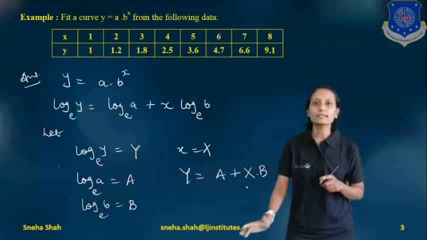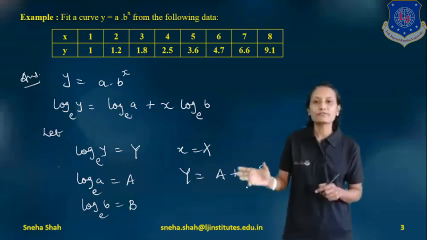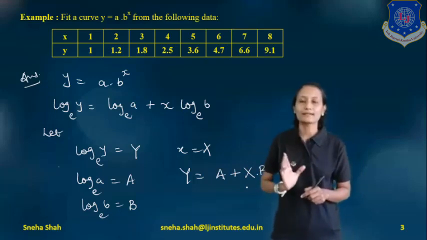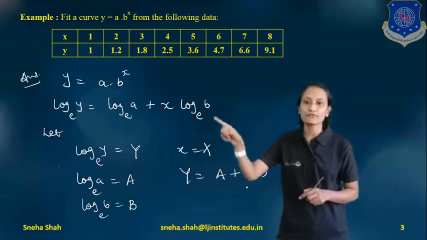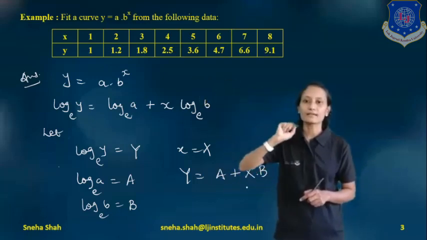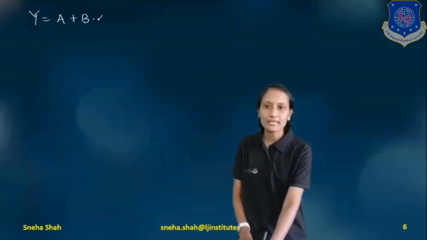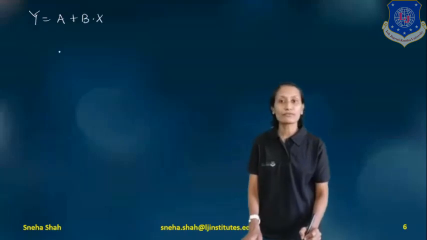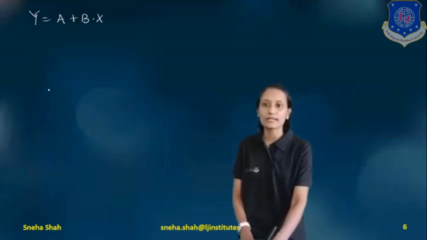And as you know the method to solve this example using the equation of a line, we follow that particular method here. At last we will convert this back to the original format, and from that we derive the equation y equals a into b raised to x. So as we have derived the equation capital Y equals A plus B into X, now we have to find its normal equations.